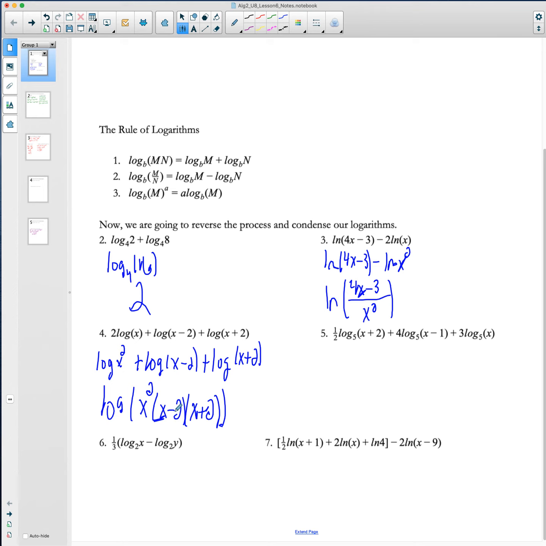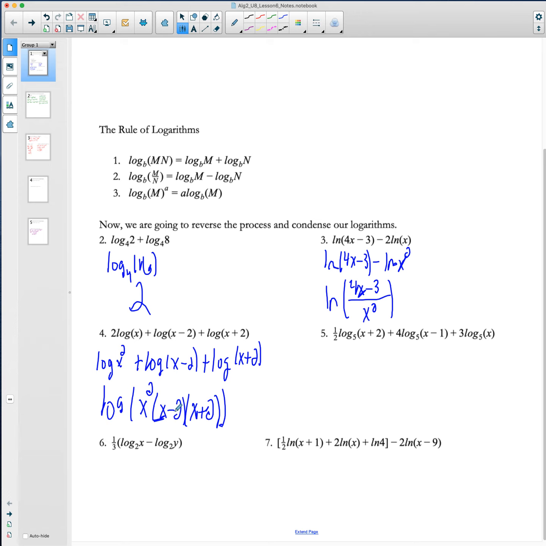Okay, so here's what I would like you to do. I would like you now to pause the video, and I would like you to try 5, 6, and 7 and see how you do. And then once again, you can turn the video back on and check your work, or you can print off or open up the Fully Worked Notes key online to check your work.